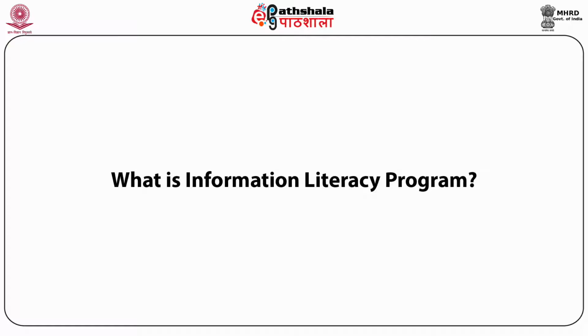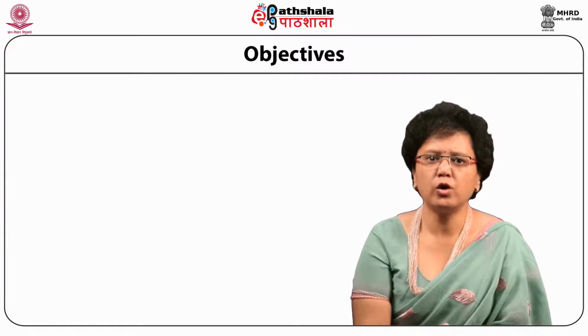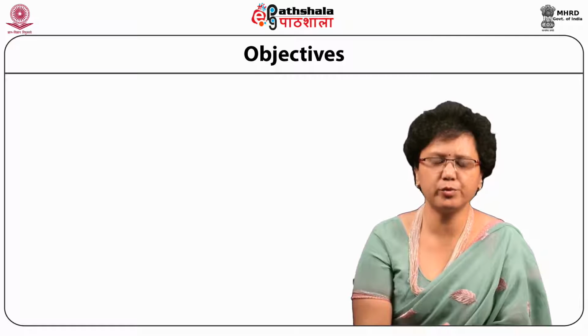So, now let us try to understand what is an information literacy program. Information literacy program can be defined as a systematically designed instructional program to teach information skills to users. It is a program that helps develop information abilities in an individual. A well-designed information literacy program can ensure that the objectives of producing info-literate individuals is met. So now let us see the objectives of an information literacy program.